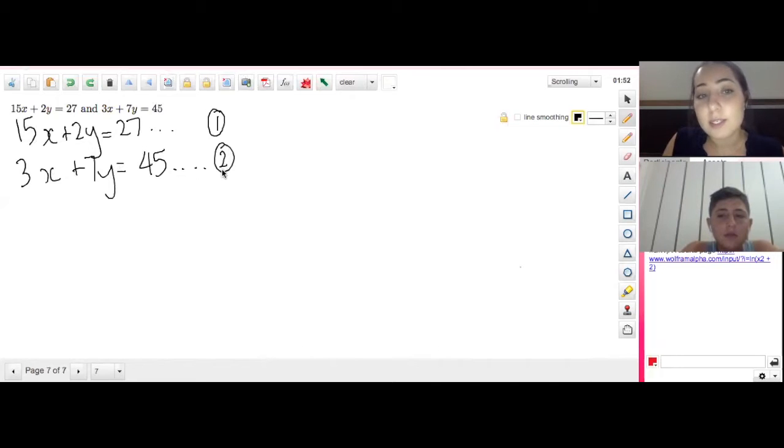So what that requires us to do is multiply equation 2 by a certain constant so that we get the same coefficient as it has in equation 1. So in equation 1, x has a coefficient of 15. And in equation 2, it has a coefficient of 3. So what is a constant that we can multiply 3 by in order to obtain 15? So what do you think? What constant must we multiply it by in order to get a coefficient of 15? So 3 times what gives us 15?